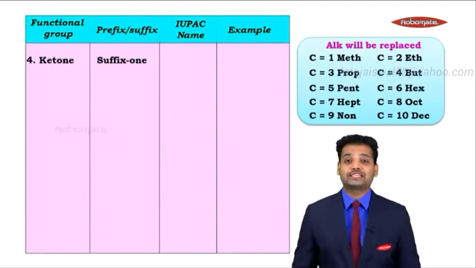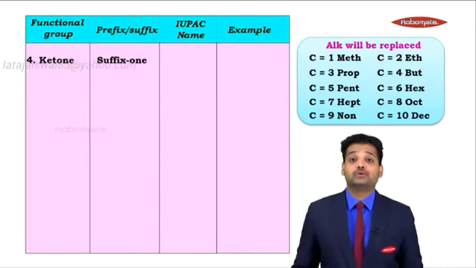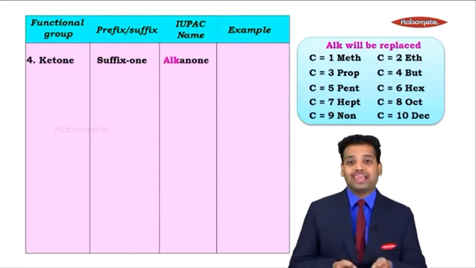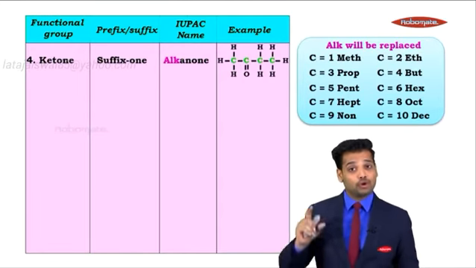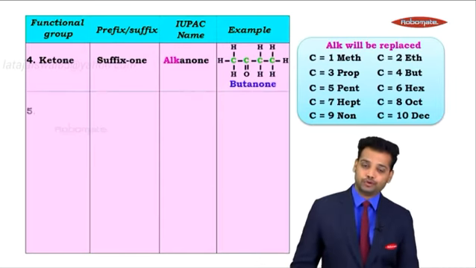Ketone. The ketone suffix is one. Why one? Remember, ketone is a C double bond O. So if you name it, it would be alkanone. Add one after alkane. And you can see a C double bond O at the center. That means it's a ketone and it is 4 carbons, so it turns into butanone.